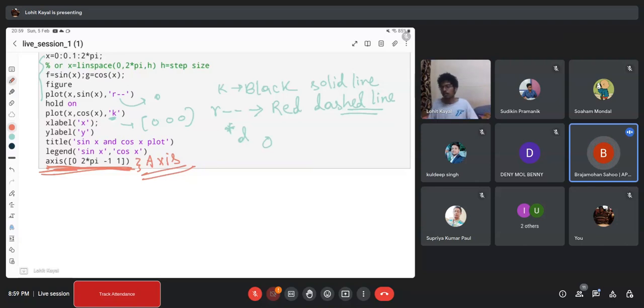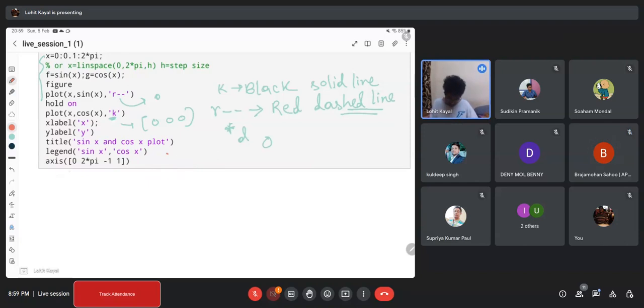Sir, I'm saying that on the x-axis it's 0 to 2 pi. You are talking about this, right? Yes, sir. I'm asking how you write it for the x-axis and the y-axis. Yes, so this is the syntax for both of the axes.